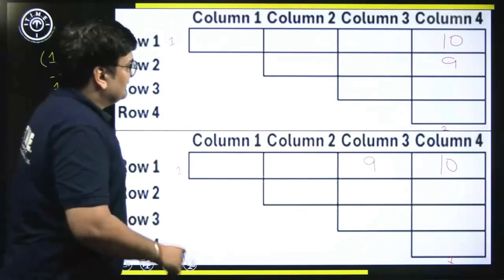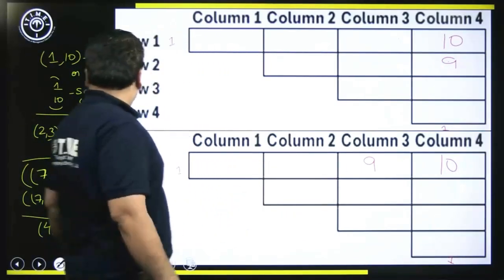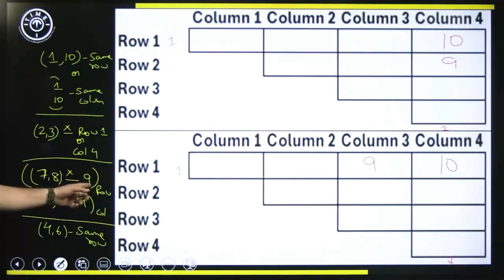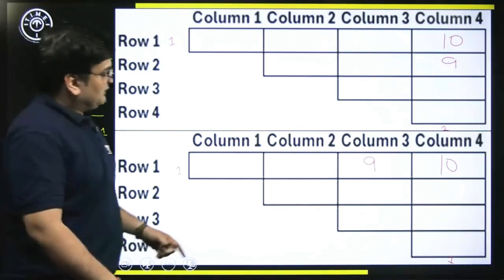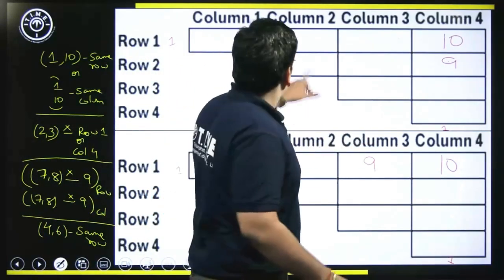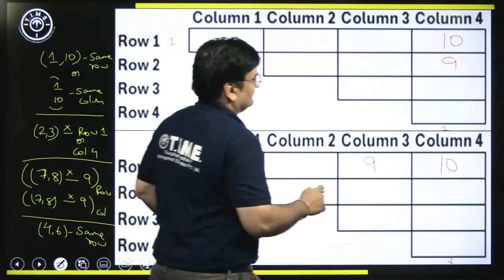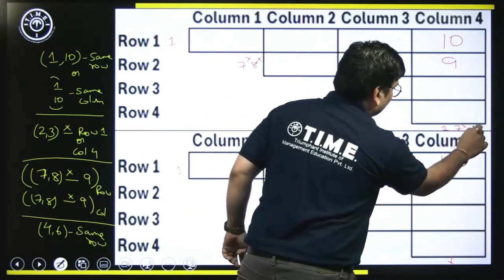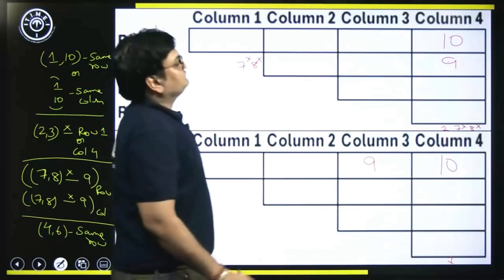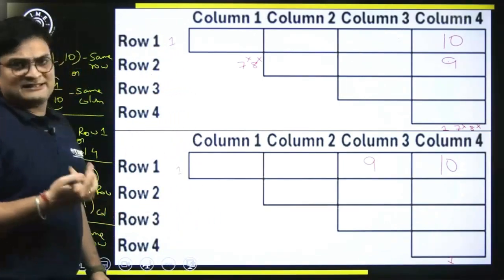Right. Now once you place 9, we have a condition pertaining to 9 that 9 cannot be in the same row as 7 and 8. 7 and 8 cannot be in the same row as 9, nor in the same column as 9. So if I take this case, that means 7 and 8 in this case cannot come here and cannot come here. So where can 7 and 8 come? Let us think about it.